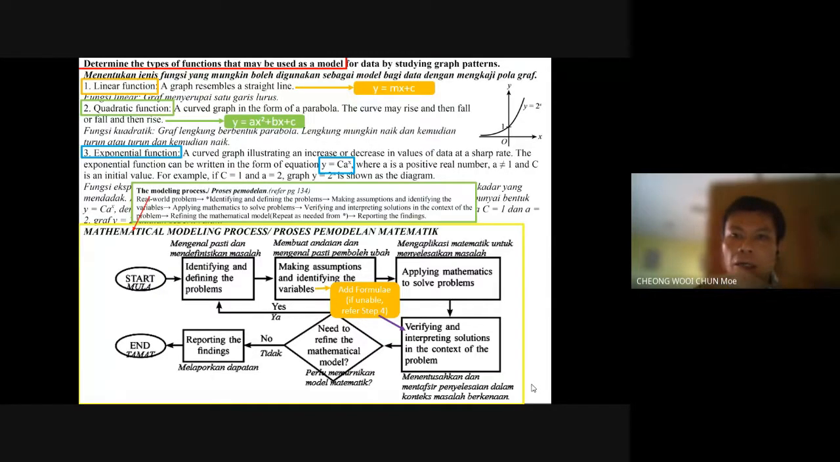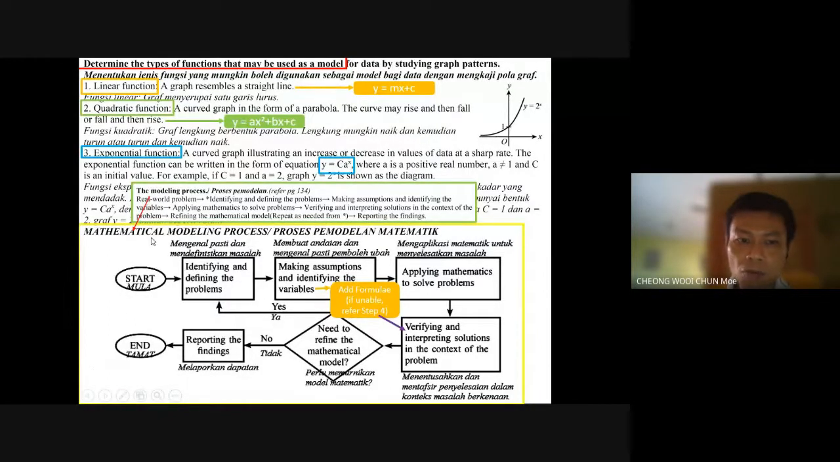What you have learned earlier in your previous lesson last Thursday: the modeling process starts with identifying and defining the problems, then making assumptions and identifying the variables, then applying mathematics to solve problems, next verifying and interpreting solutions in the context of the problem, and then refining the mathematical model, and lastly reporting the findings. So we can look overall at this chart.